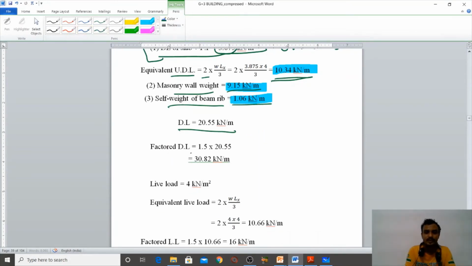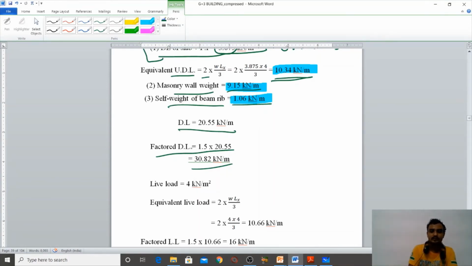Then after factored dead load, 1.5 into 20.55. So the factored dead load is 30.82 kilonewton per meter. This is the total factored dead load on the beam, which is beam number 19.